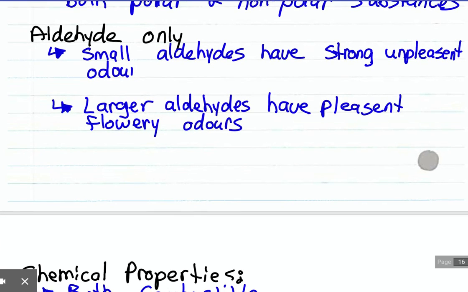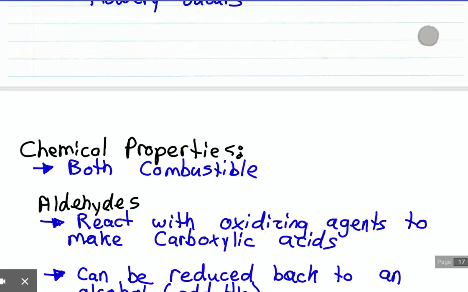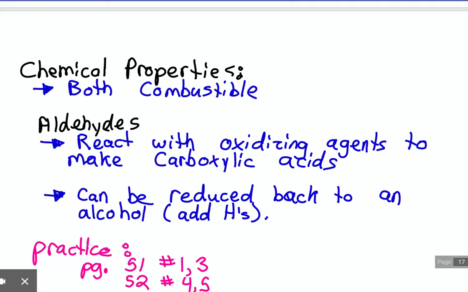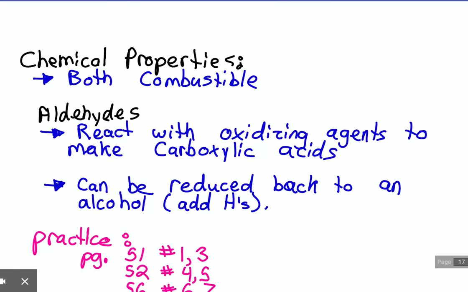Okay. And then for our chemical properties, both the aldehydes and the ketones are combustible. Our aldehydes will react with an oxidizing agent to make a carboxylic acid. And both aldehydes and ketones can be reduced back to an alcohol through a hydrogenation reaction. Okay, so that's all I have to talk about for our aldehydes and our ketones.